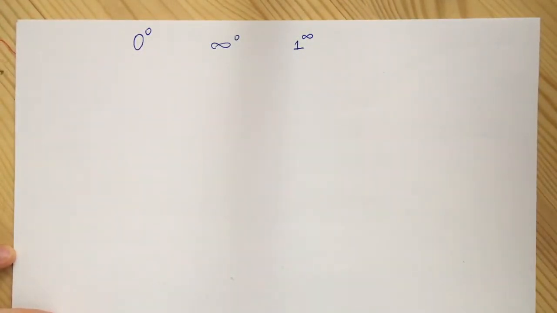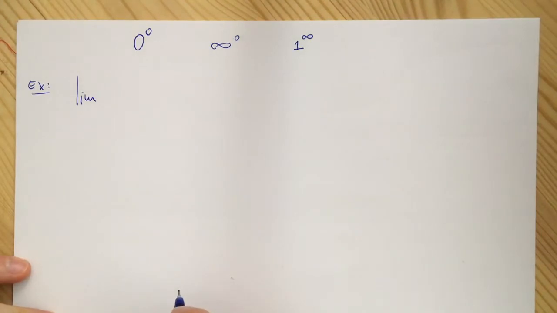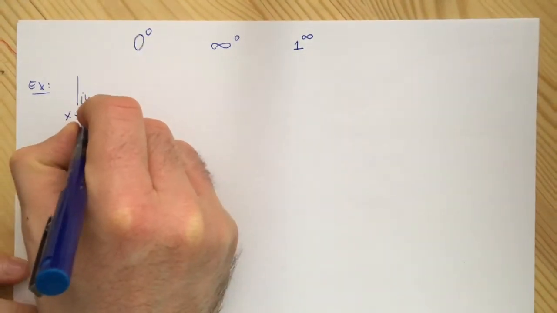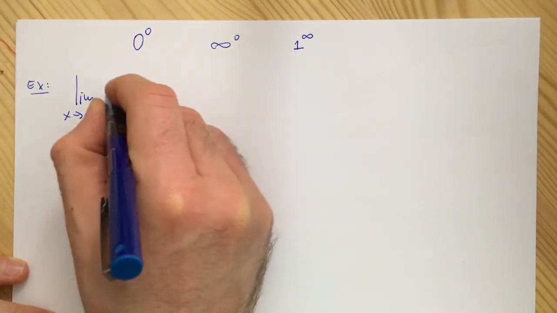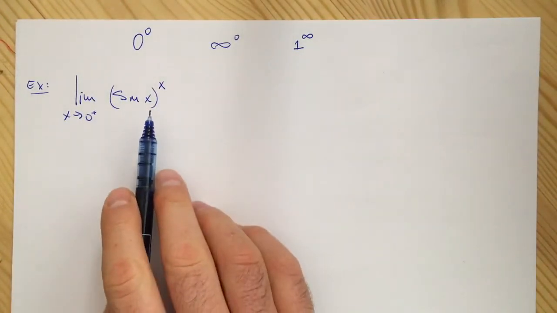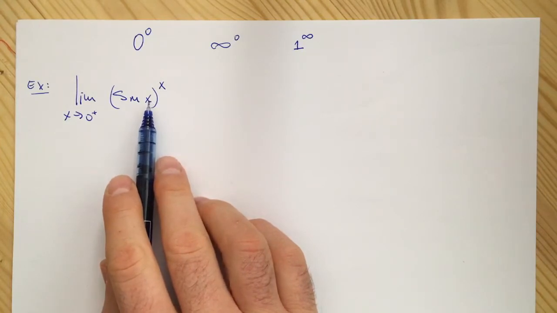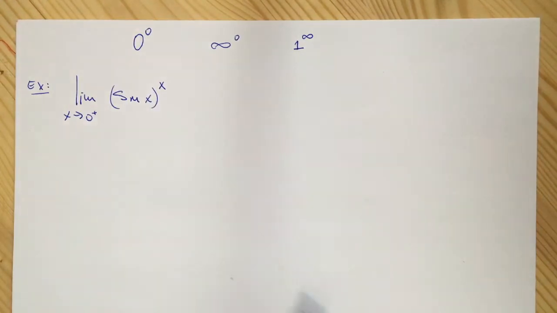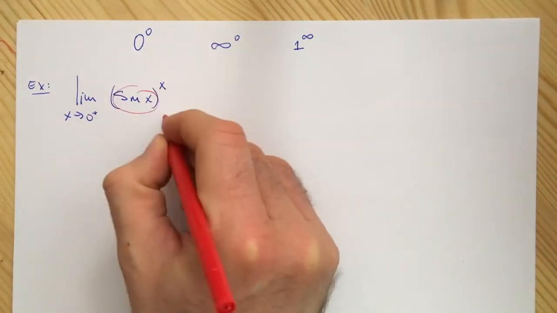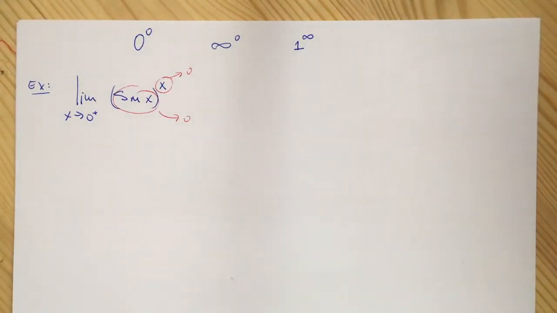The first example: limit as x goes to 0 from the right. A simple example, sine of x to the power of x. So what did I say back when we did this in class? The idea is to express this exponent as a product, right? If you use direct substitution, the base, sine of 0, is 0, and the exponent obviously goes to 0. So what can we do?